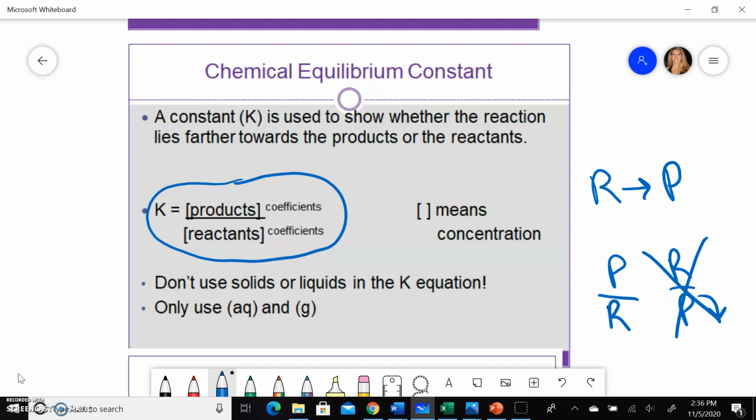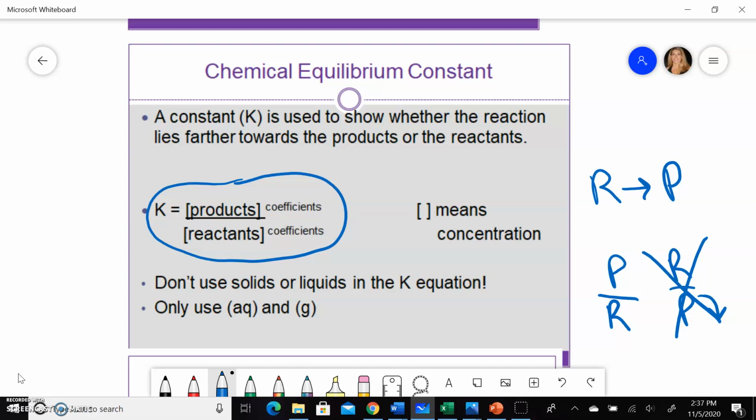The brackets mean concentration, and we haven't talked about concentration yet. That's in our next chapter. It just means how many particles you have in the solution. So for a sample of Kool-Aid, if you dump a whole lot of the red powder into your drink, it's a very high concentration. If you do mostly water with just a little sprinkle of Kool-Aid, we say it's a low concentration. So the first thing to remember is products go over reactants.